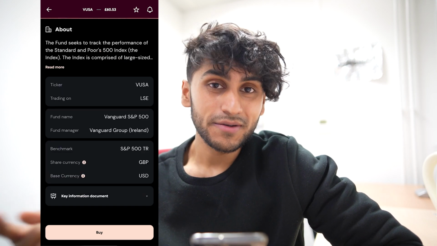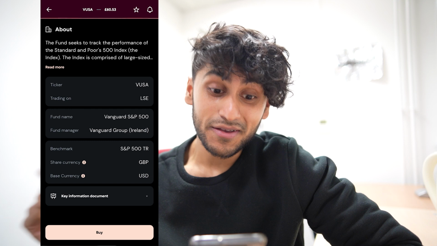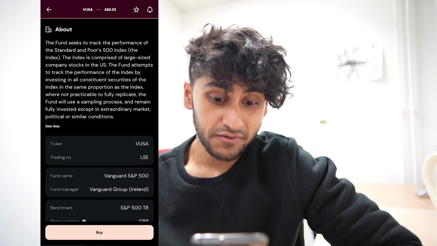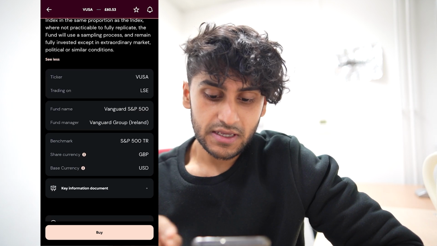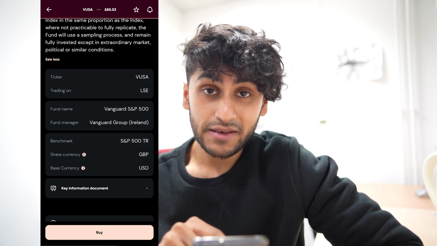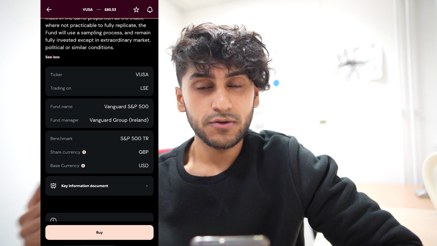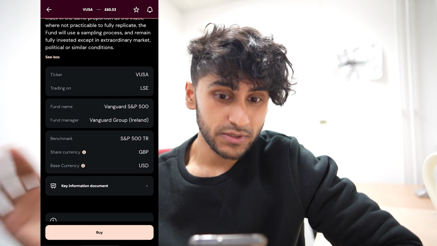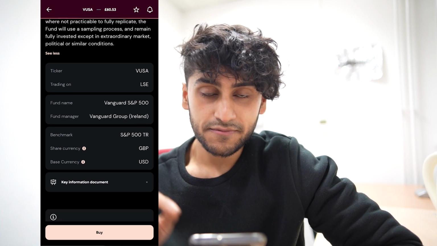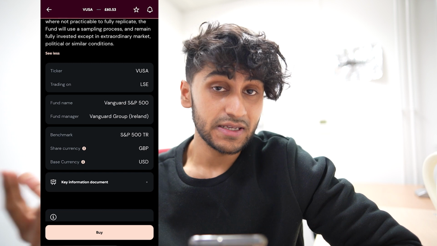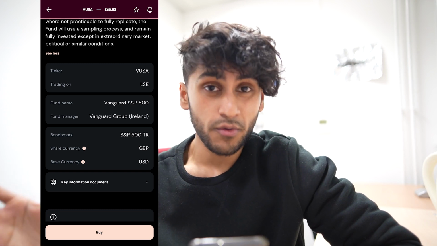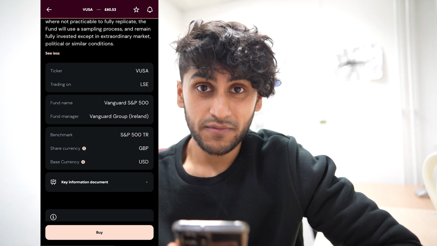You can find more about any of these funds by going on the About section, and it tells you more about the S&P 500, for example. In this specific case, you can see extra information such as the ticker code and the fact that it's trading on the London Stock Exchange. So if you're picking a fund and you don't know which one to go for, always make sure that it is from the London Stock Exchange if it's an ETF or a fund that is available in more than one country, because LSE will give you the best pricing.